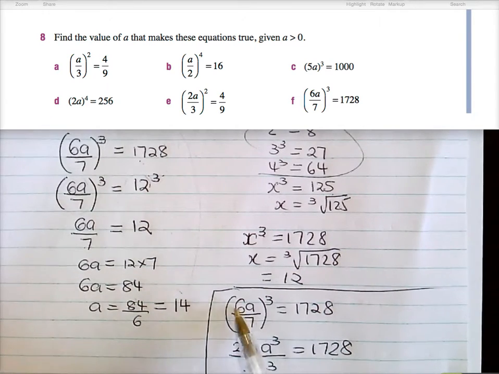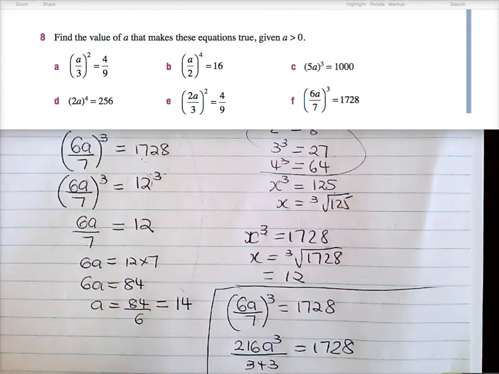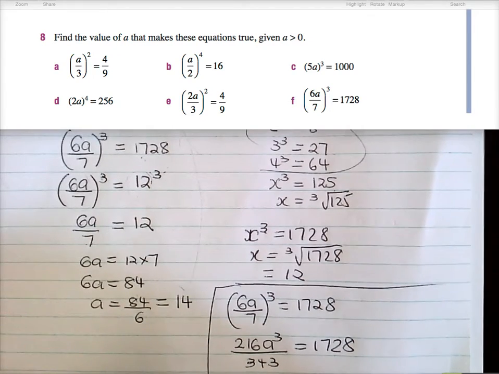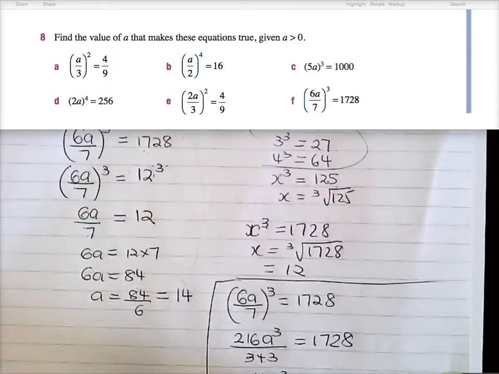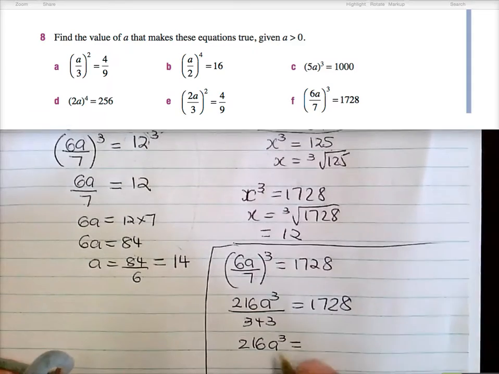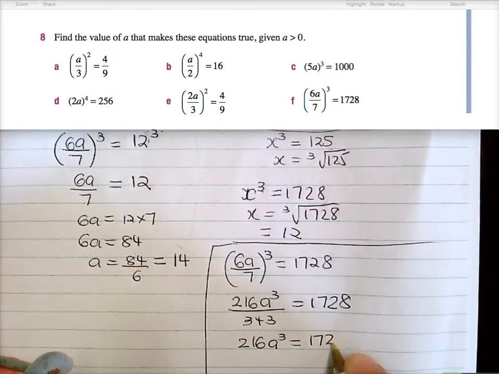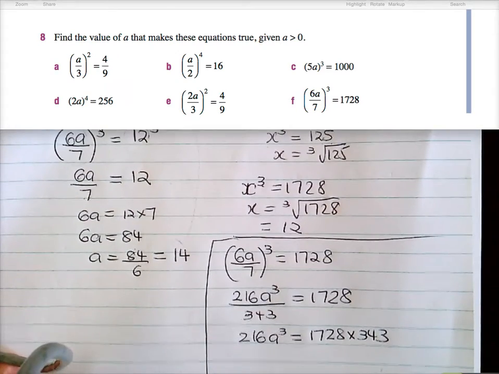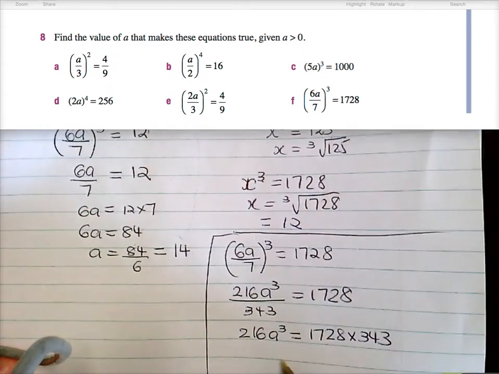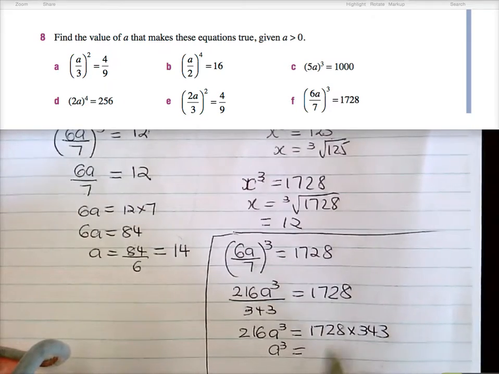But you might just say, I'm just going to solve the equation. 6 cubed, a cubed over 7 cubed. What would I do now? Move the 343. Can I move this or not really? So I'd go 216a cubed equals 1728 times 343. You okay with that? Do you know why I did that? And so a cubed would be whatever that is.